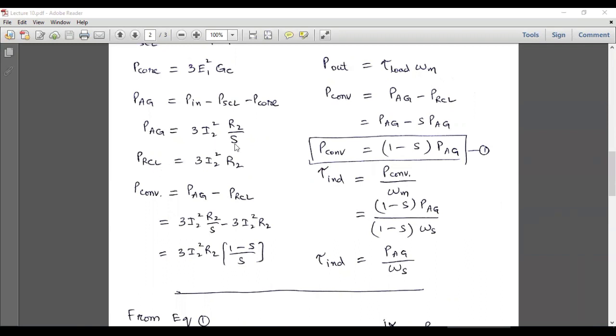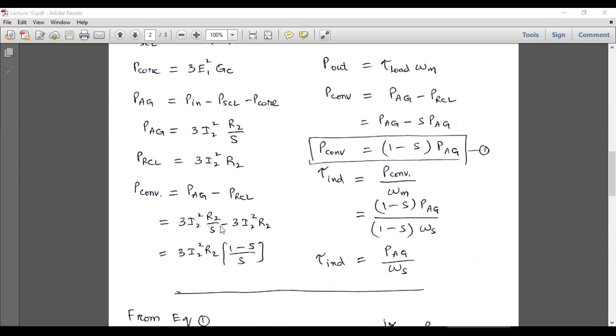rotor copper loss is equal to S times air gap power. Okay, so rotor copper loss is equal to S times air gap power. So P converted is equal to PAG minus S PAG. So it can be represented by 1 minus S times PAG. So this is also P converted.